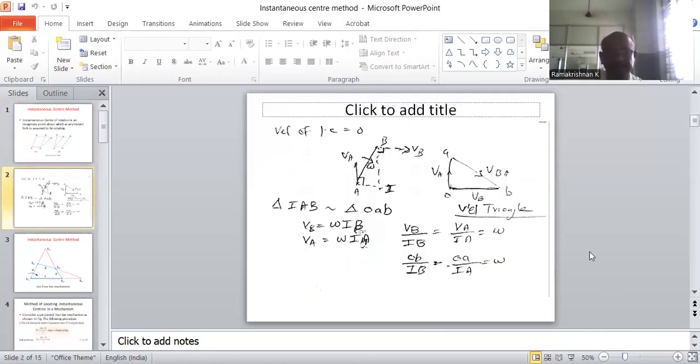Now consider the same link AB. The direction of the velocity of point A, VA, is vertically upwards, and let us assume the velocity of point B is horizontal. Now we know the directions of both points. We can erect a perpendicular to both directional velocities. Both perpendicular lines meet at a point called I. It is the instantaneous center at this instant for the link AB.